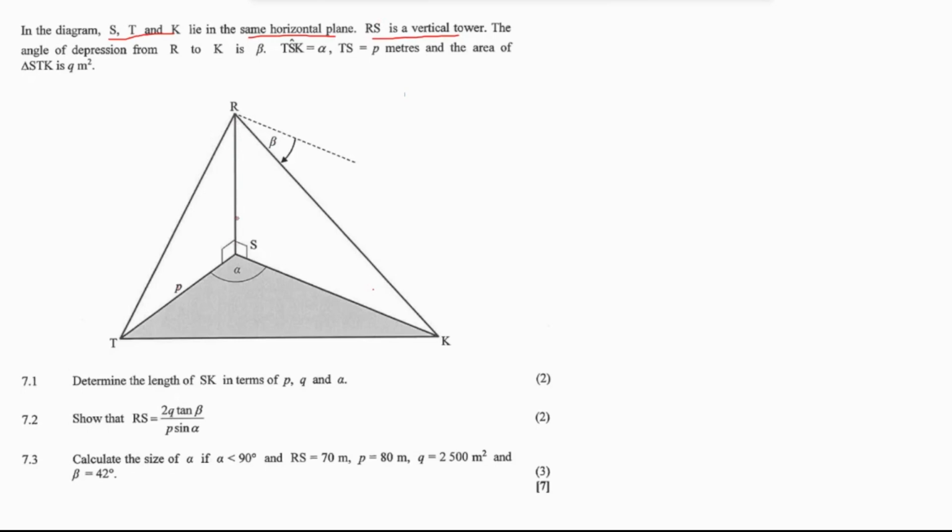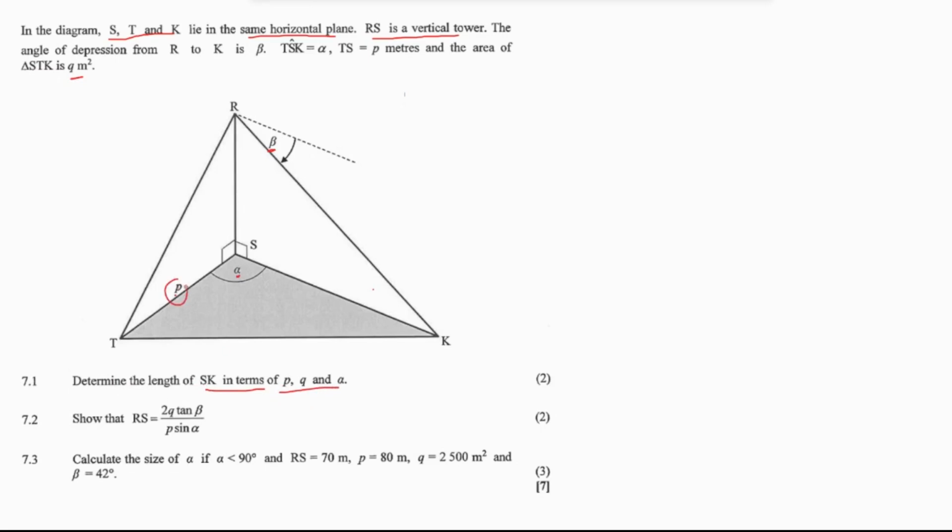You can see RS. The angle of depression from R to K is beta. We have our angle beta here. Angle TSK is alpha. Then TS is P meters, and the area of triangle STK is Q square meters. Determine the length of SK in terms of P, Q, and alpha.